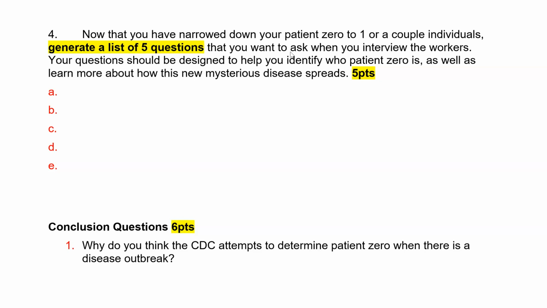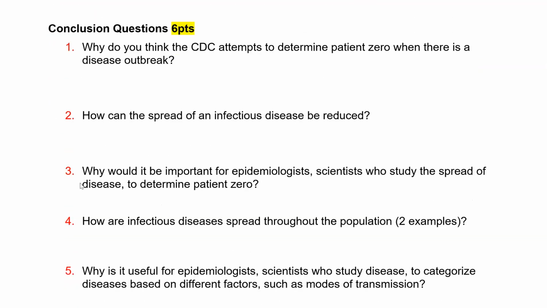Go ahead and give me 5 questions you want to ask when you interview the workers that you would need to know to help you decide who patient 0 for sure is, and write them there under A, B, C, D, and E. Then go ahead and do the conclusion questions. These are important. This is kind of what you're supposed to be able to understand from this activity. Complete that and turn it in on Teams.